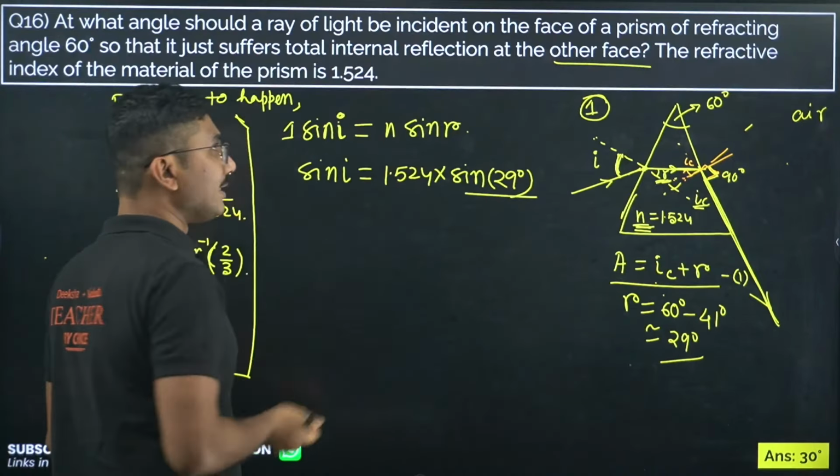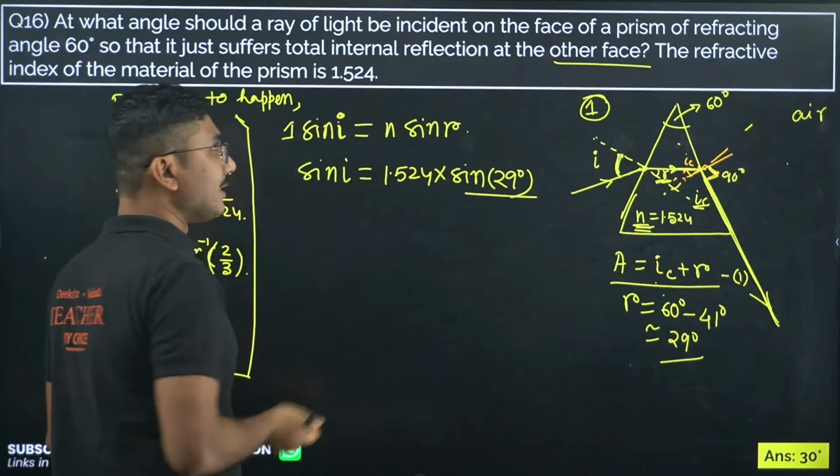And then we are doing sine 90 degrees. Sine 19 is approximately 0.33. So it will be 1.524 into 0.33 approximately, which will be approximately 0.5. So I will be approximately equal to 30 degrees.